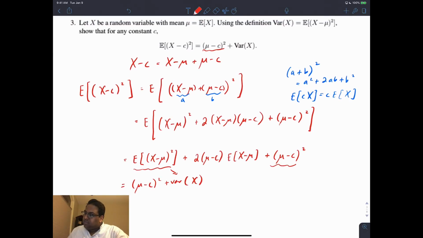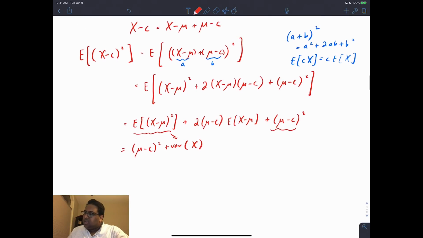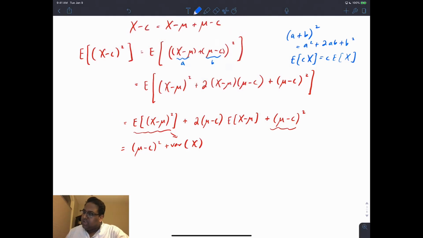By definition. Okay, so now all we really need to do is show that this middle term equals 0. How we can go about doing this is looking at this last term, the expectation of x minus mu. By linearity of expectation, we can separate that apart to be the expectation of x minus mu, right? Because mu is just some constant.